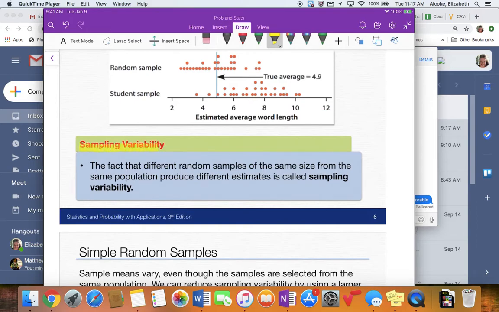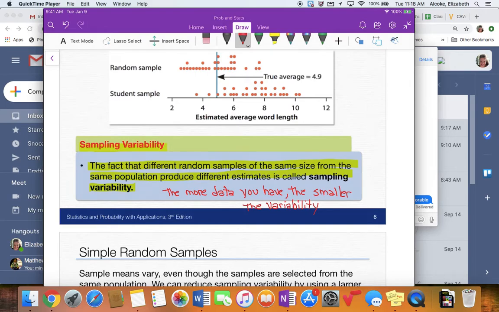So, sampling variability. The fact that different random samples of the same size from the same population produce different estimates is called sampling variability. The more data you have, the smaller the variability, because the more data you have, it will be truer to the average in general. So that's good. You want more data.